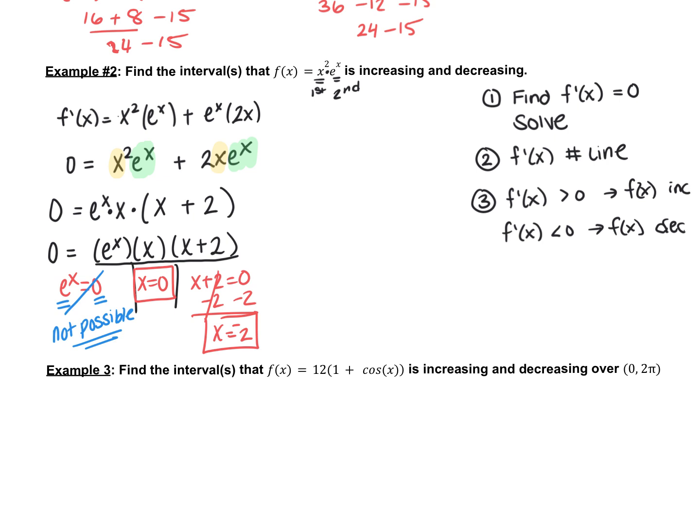And I'm going to ask that you finish this number line here for homework. So I want you to make me an f prime of x number line. I want you to put negative 2 and 0, give me some test values, and answer the question. And then also, please try example number 3, and we will start there tomorrow in class.